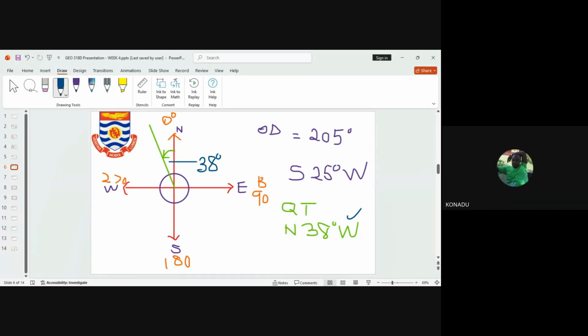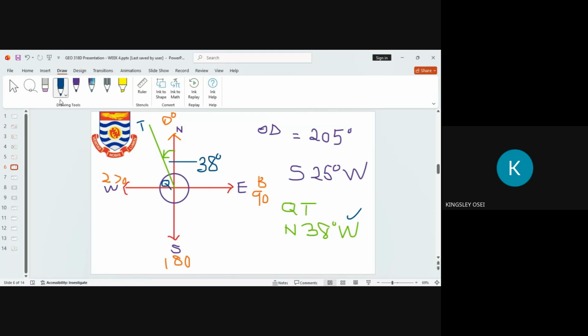How do we proceed? The line is there. Q will be here. Q will be at the start here, what we call the origin. And then at the end here, T will be here. But this time we are interested in whole circle bearing. And the rule in whole circle bearing is that from the north, go clockwise.